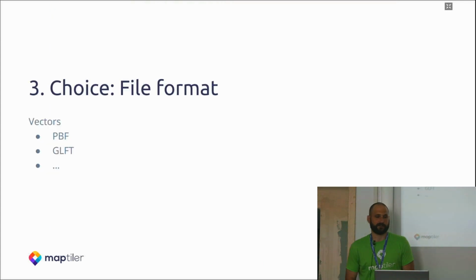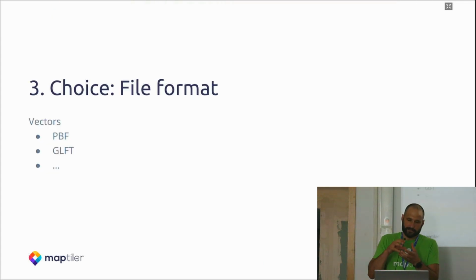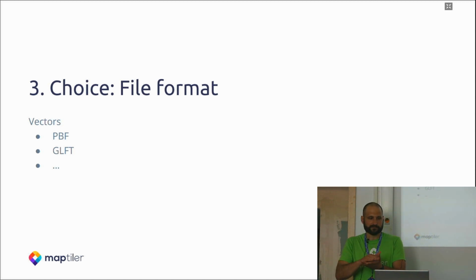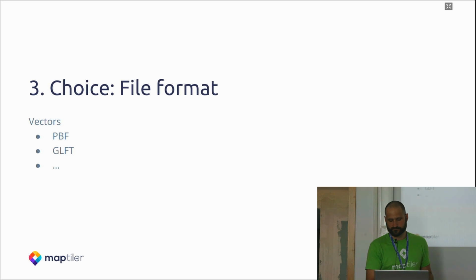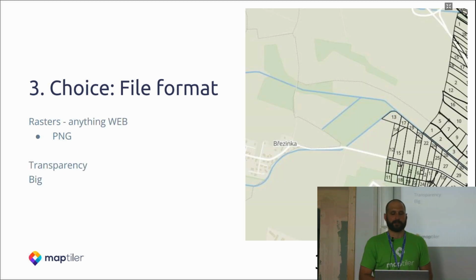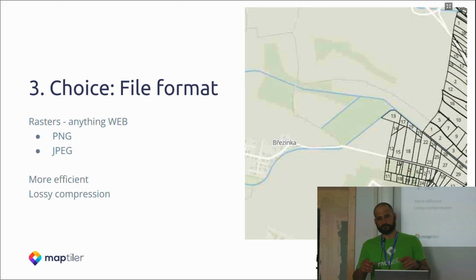Next choice, file format. How actually in this SQLite 3 database are the files stored? What is the format? For vectors, you have two choices. For rasters, you have more. But basically, for rasters, you need something which is already supported by the web browser, because this is something which will be displayed at the end.